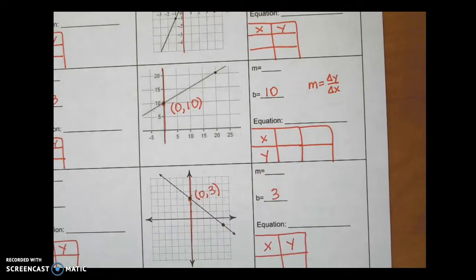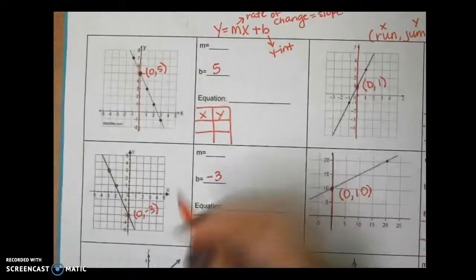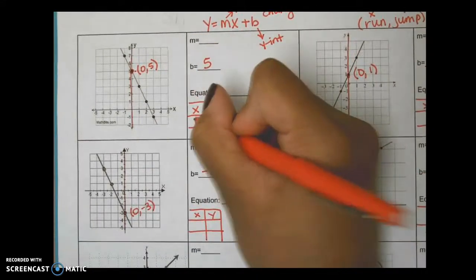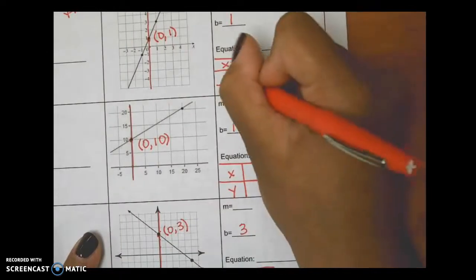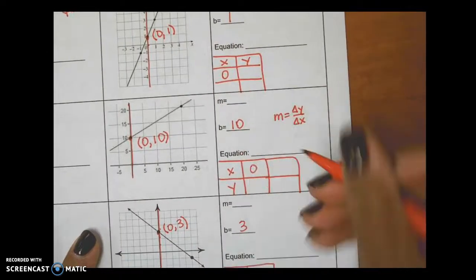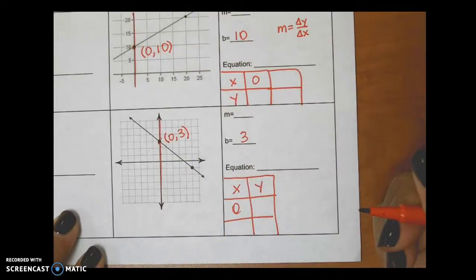Okay? Now with that being said, I need to find another point to put in my table. So over here, each X is going to have a 0 value, because that's my y-intercept, and that's what makes my life so much easier when I'm writing equations. You're always going to have a y-intercept.